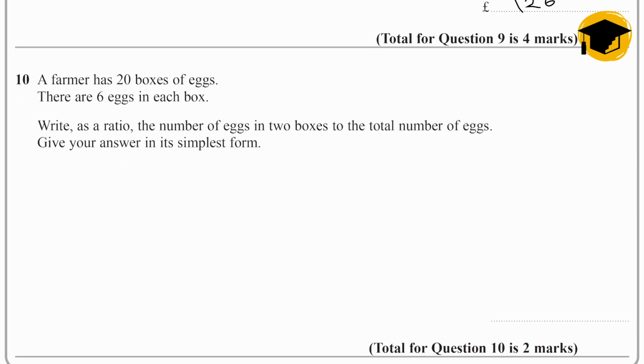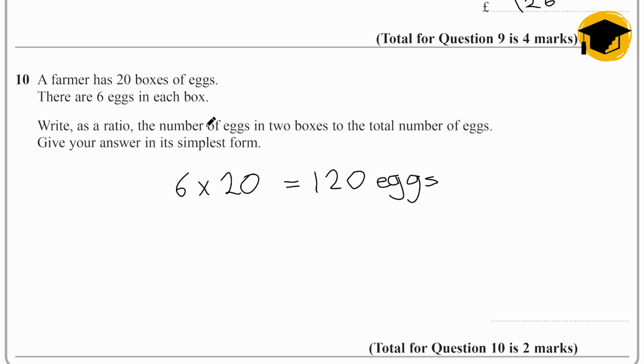Next question. A farmer has 20 boxes of eggs. There is 6 eggs per box. So there's 6 per box. And he's got 20 boxes. So 6 times 20 is 120. That's the number of eggs he has in total.